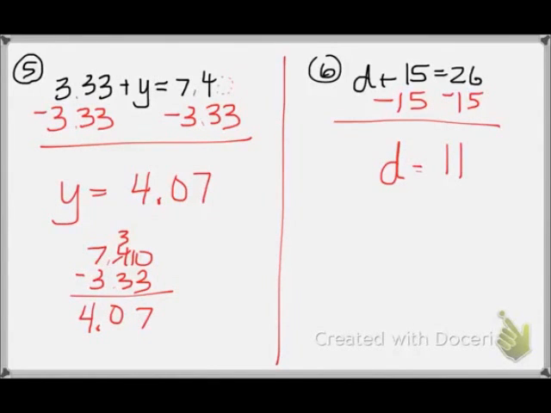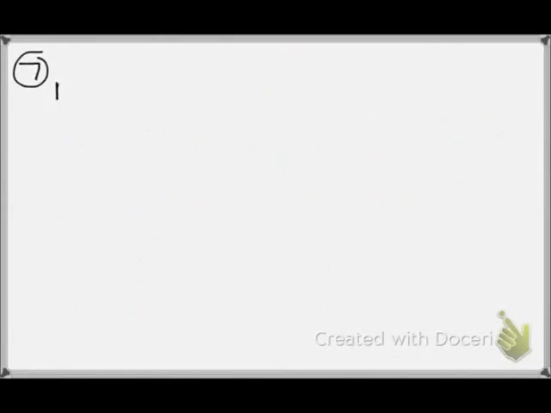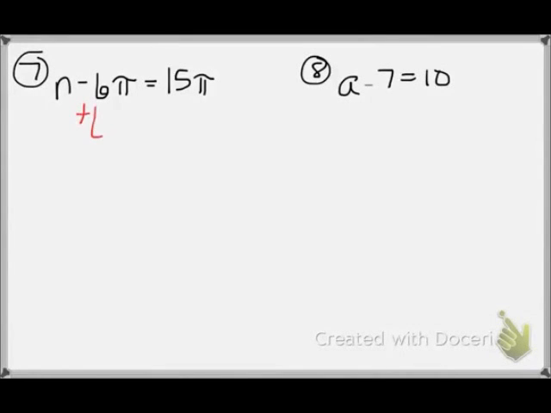Okay. Next 2. So number 7. And minus, there's the pi's again. There'll also be pi's on the quiz. n minus 6 pi equals 15 pi. Number 8 is a minus 7 equals, I can't read it there, I think it says 10. Yeah, 10. I'm going to add 6 pi to both sides.